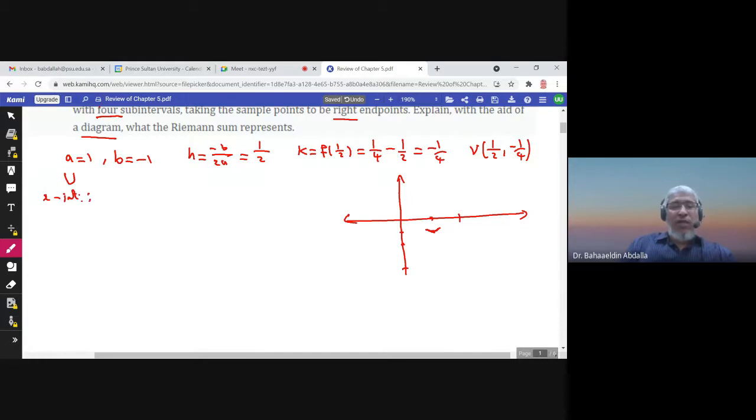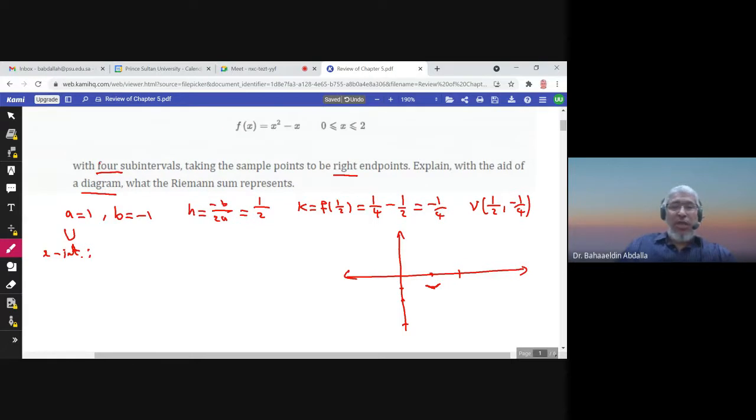To find the x-intercepts, we put y equals 0. So the equation is x squared minus x equals 0. If you take x as a common factor, we will have x times x minus 1 equals 0. So either x is 0 or x is 1. So the parabola will pass by this point and this point. This is 1. So it will go like this.